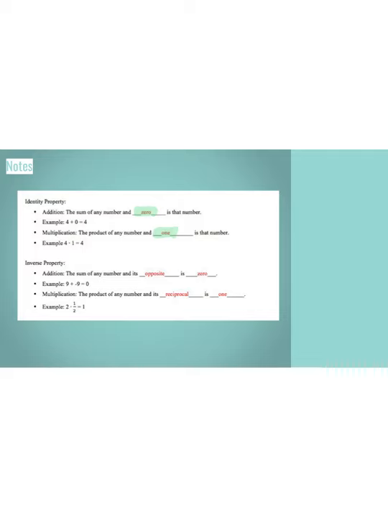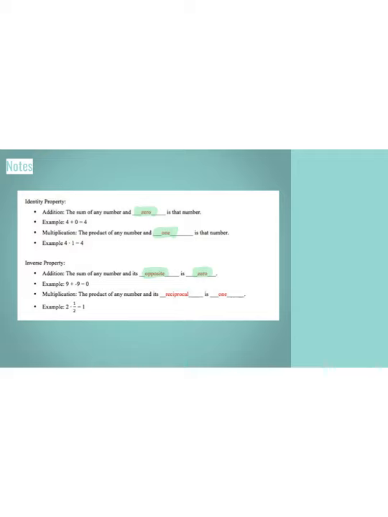There's also another property that we haven't talked about yet called the inverse property. For addition, the sum of any number and its opposite will equal 0. So there's an example down below. 9 plus its opposite, -9, equals 0.